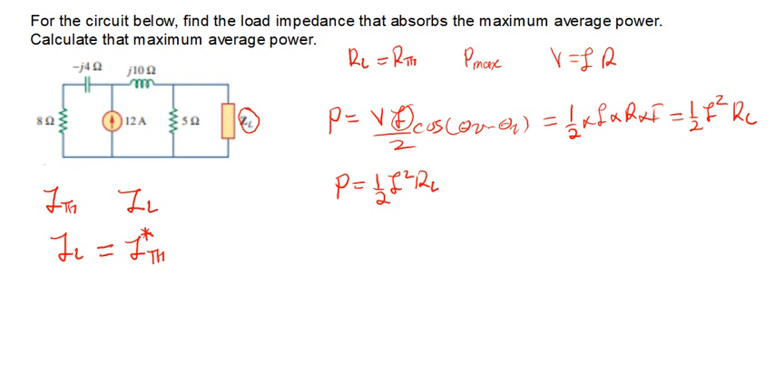So it's just a matter of finding your Thevenin impedance, and the way you find the Thevenin impedance is the same way you find your R Thevenin. Use the same concept to find your Thevenin impedance. Then the complex conjugate of what you get is going to give you the load impedance.